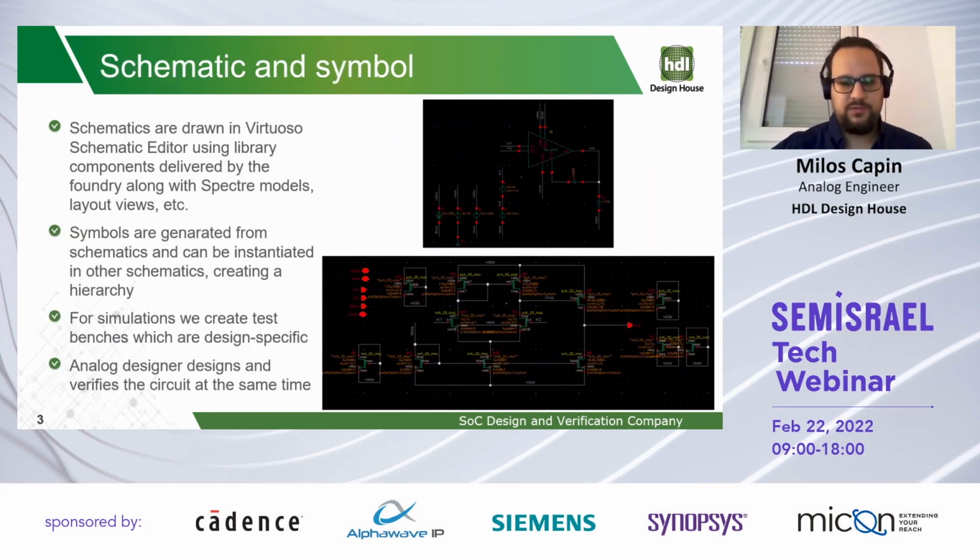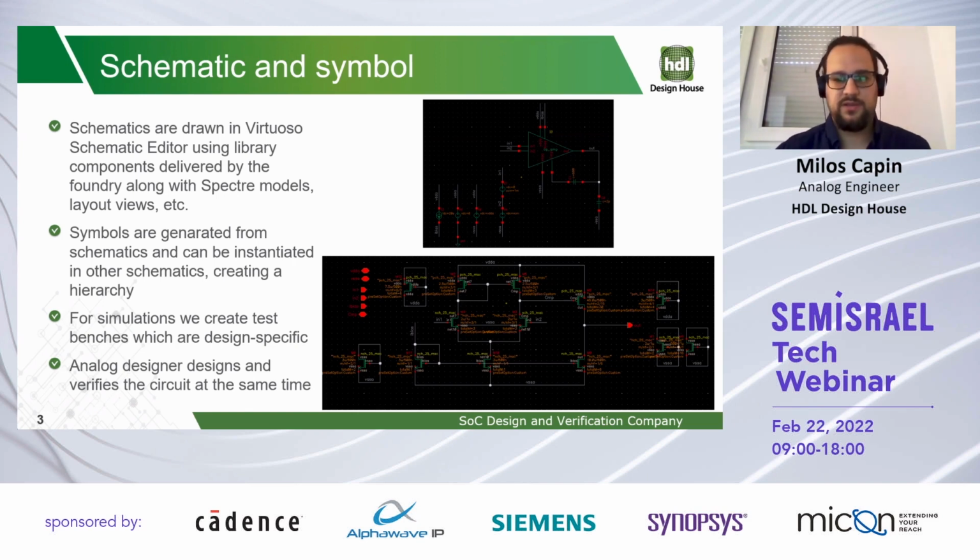So how do we design analog circuits? We usually work in Virtuoso schematic editor, and we use library components which are delivered by the foundry with Spectre models, layout views, and so on. From these schematics, we can generate symbols which can be instantiated in other schematics, creating a hierarchy. And for simulations, we create test benches which are very design specific.